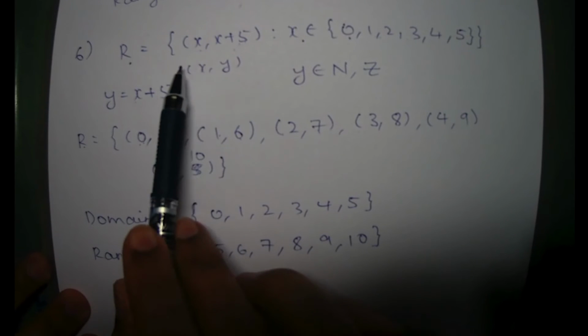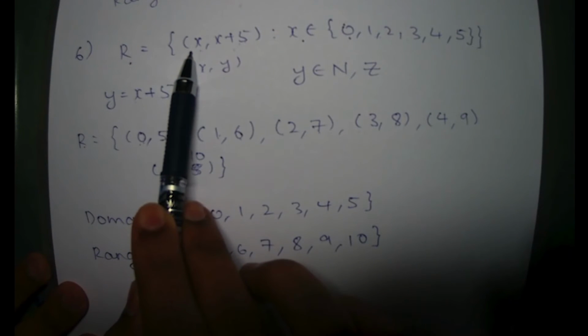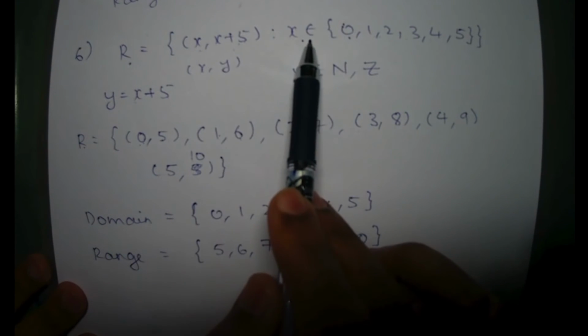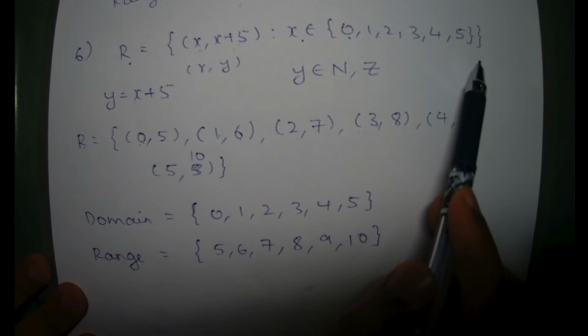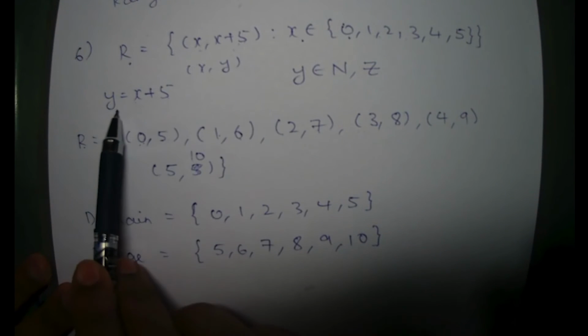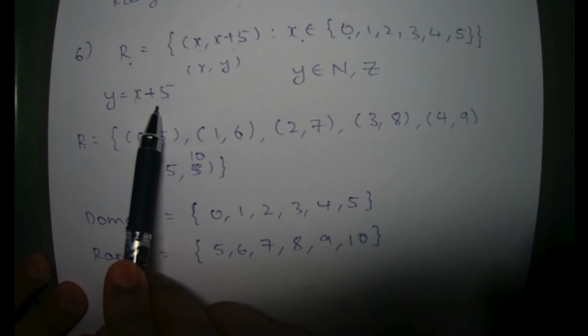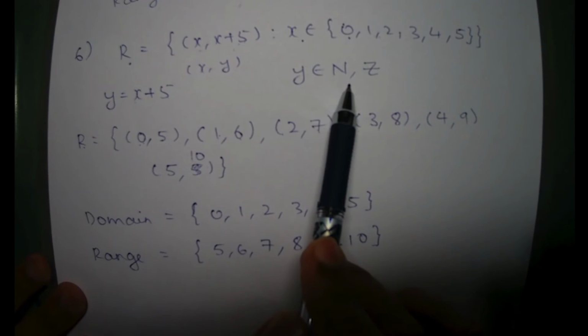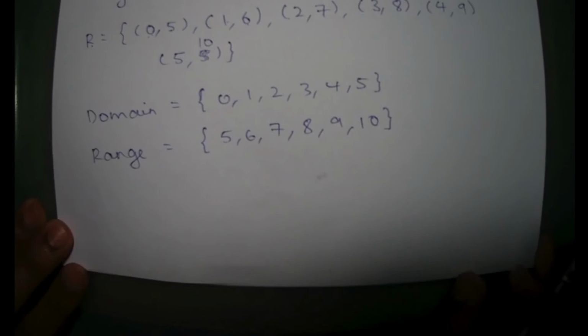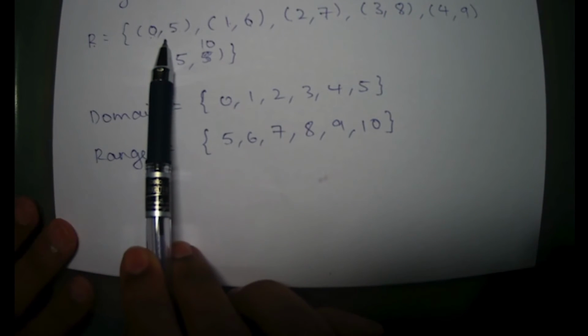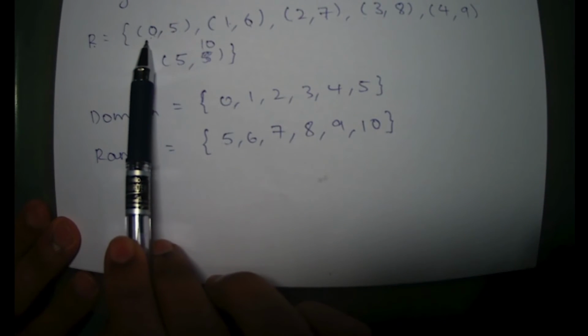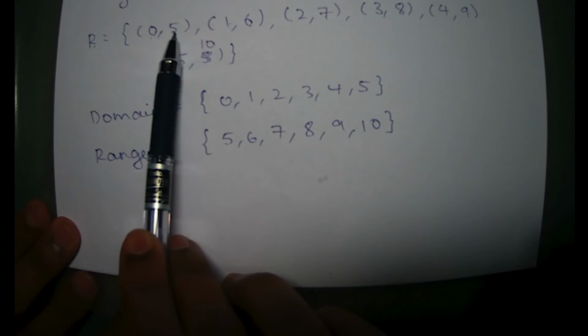So we have a relation here where R is equal to {(x, x + 5)} and x belongs to {0, 1, 2, 3, 4 and 5}. So from this we can get to know that y is equal to x plus 5 and y belongs to natural numbers or integers. So from the above relation we can see that the first ordered pair is (0, 5), because if we take x is equal to 0, then y will be 5.